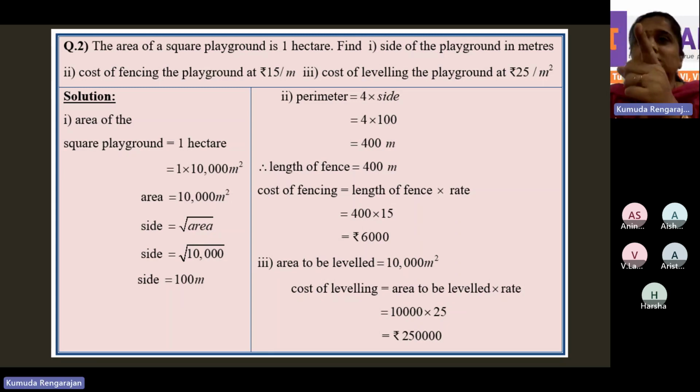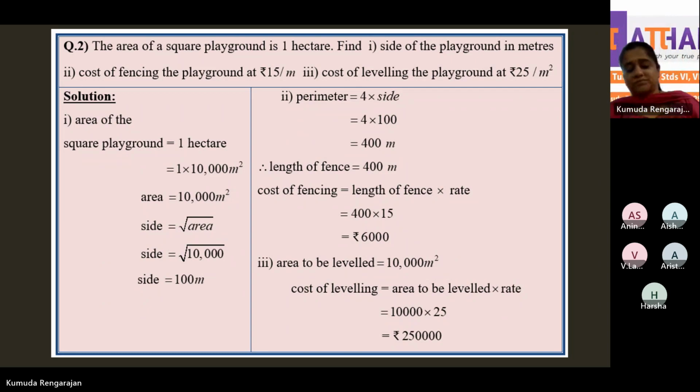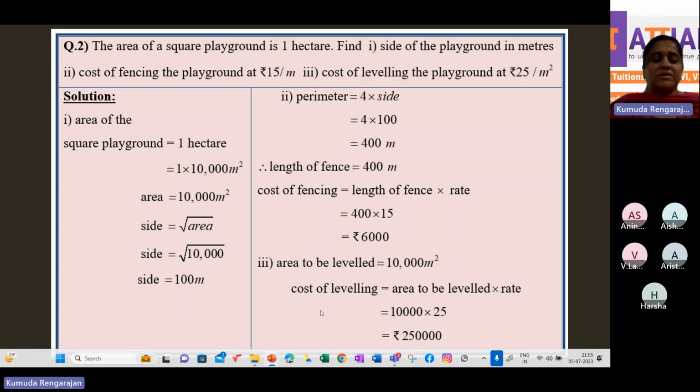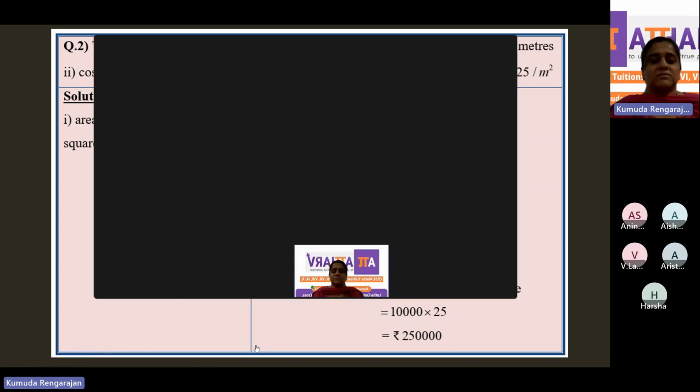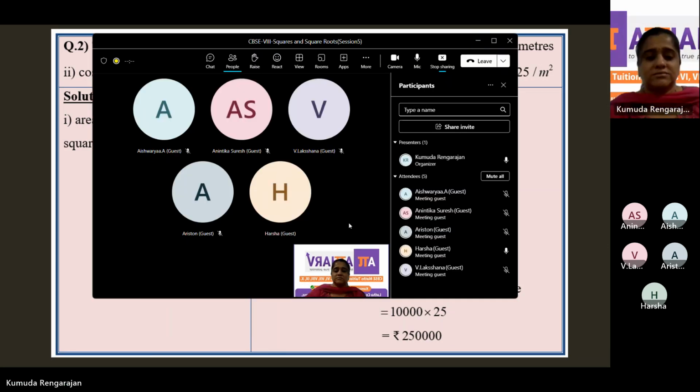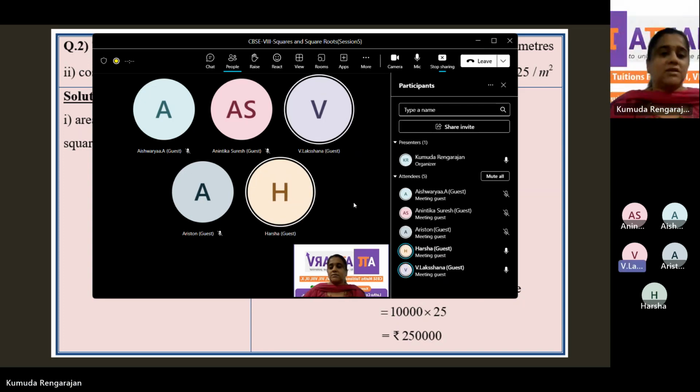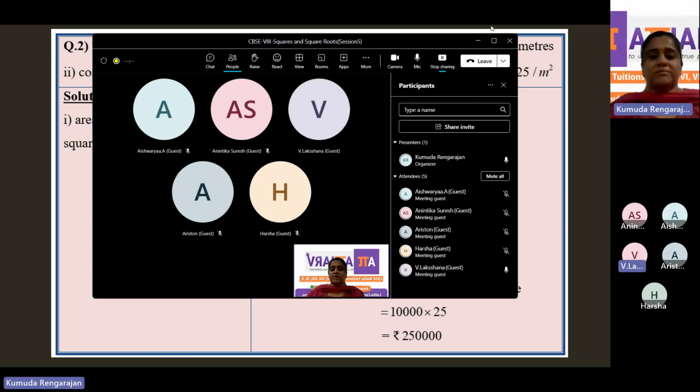Got it? Any trouble, Surya? Yourself? Slight changes you have to make, only the last one. Yours, I understand. Yourself? You got it right. Got the same answer. What about the others, Lakshana and Harsha? Ariston? Got the same answer. Okay.